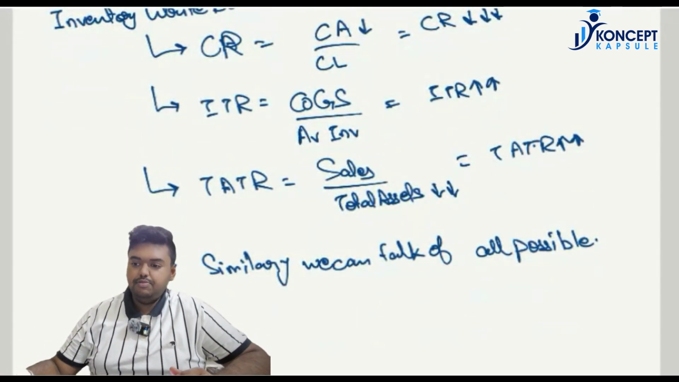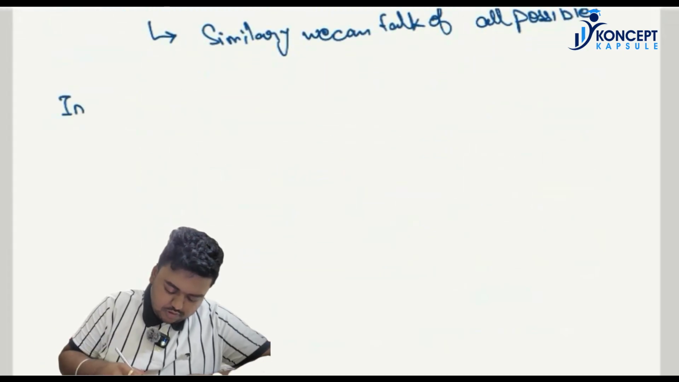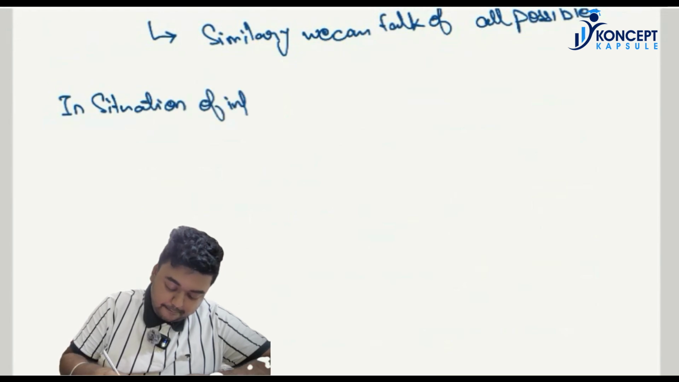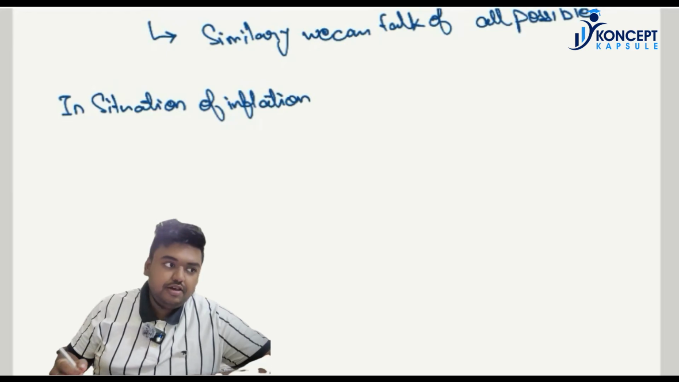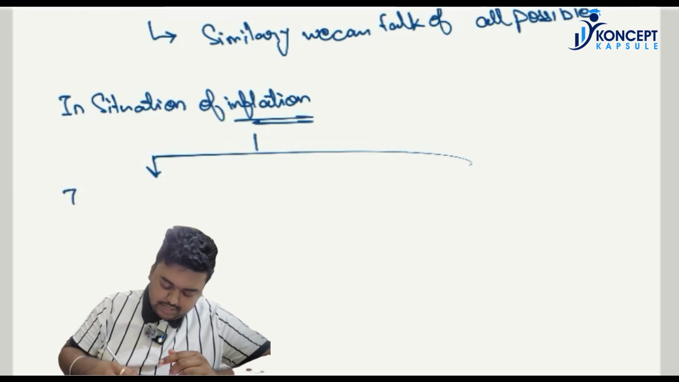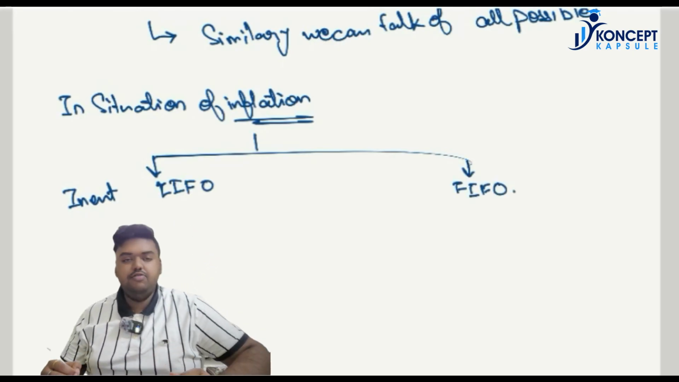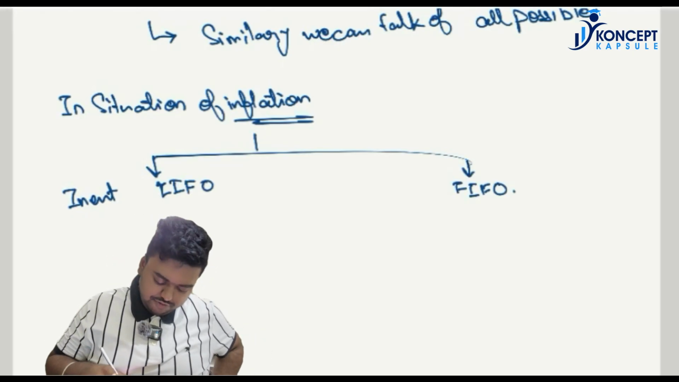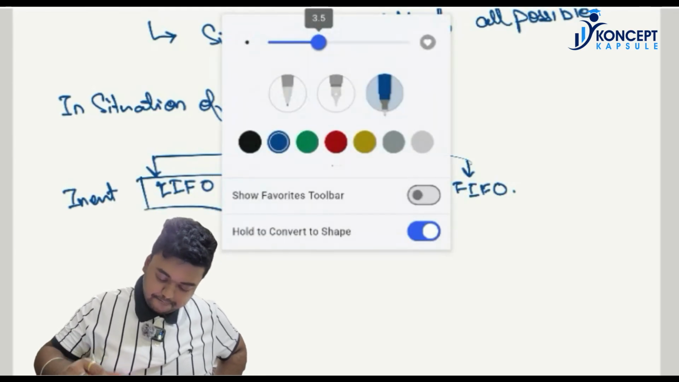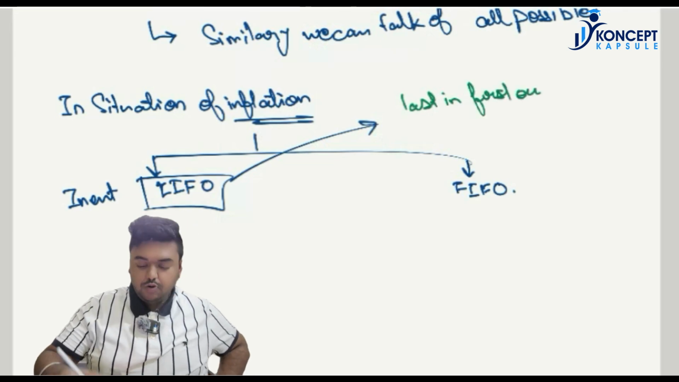Correct? Then we come to another important topic: in a situation of inflation, what will be the impact on inventory in case of LIFO and in case of FIFO? Guys, we both know what LIFO and FIFO are. LIFO is last in, first out. What does last in, first out mean?